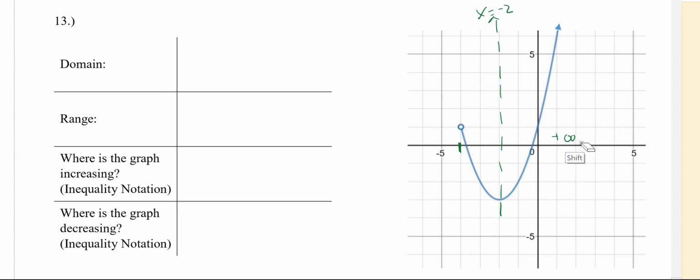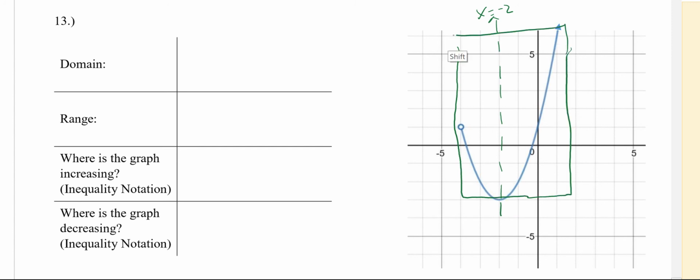I always imagine drawing a boundary. And then you can ask yourself, what's happening here? The furthest point over here is -4. And over here, as this graph goes up, it's never going to stop, so it's going to go to positive infinity. So that's my domain.